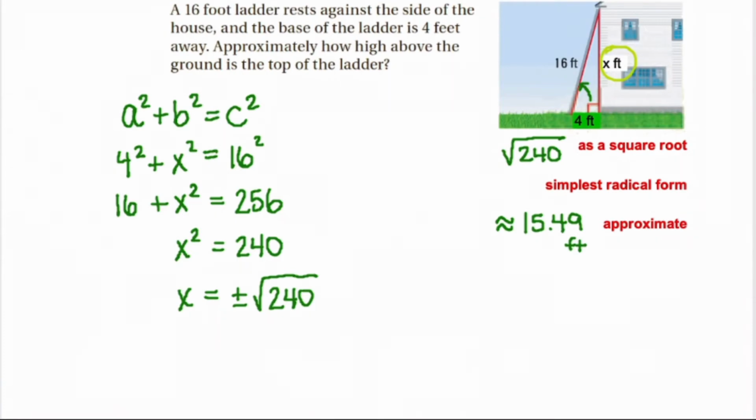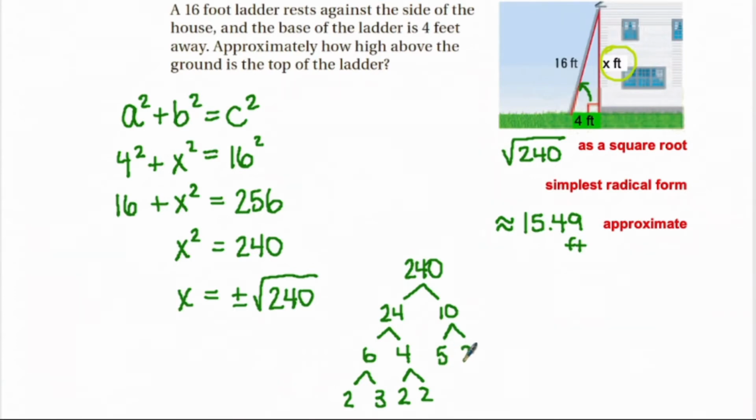Let's practice that simplest radical form again. So we're just going to think of some numbers that multiply to make 240, and it doesn't matter how you start this. I'm just thinking 24 times 10 seems kind of obvious. And you can split these down however. We'll always get the same thing for our final bottom numbers, our prime factorization. You'll know you're done when all of those numbers at the very bottom are prime.